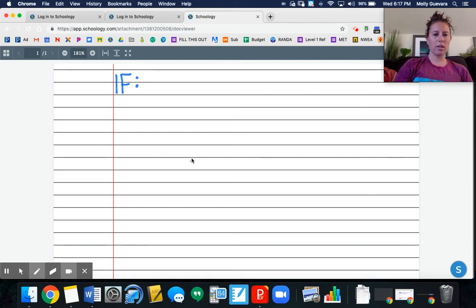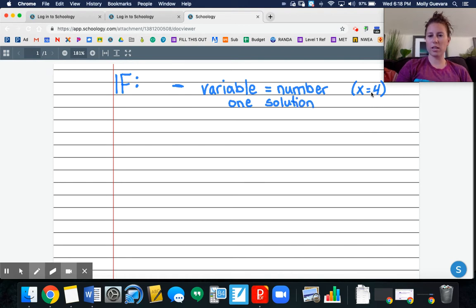Okay, so big if here. So here's going to be one type of solution. If you get your answer and your answer says that a variable equals a number. So if you solve, right, you do all those steps and you get that your variable equals a number, for example, like x equals 4 or something like that, right? Any number, doesn't matter. Okay, what that means is that there's one solution. And that solution is whatever you solved for. So in this case, the solution is 4.